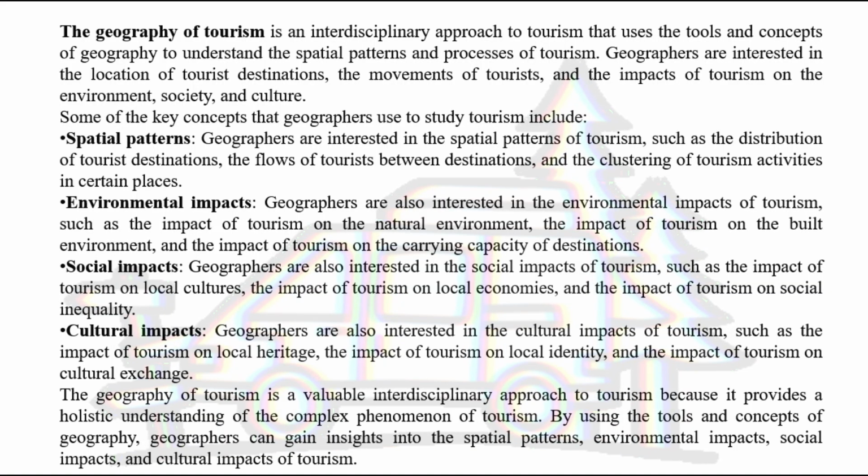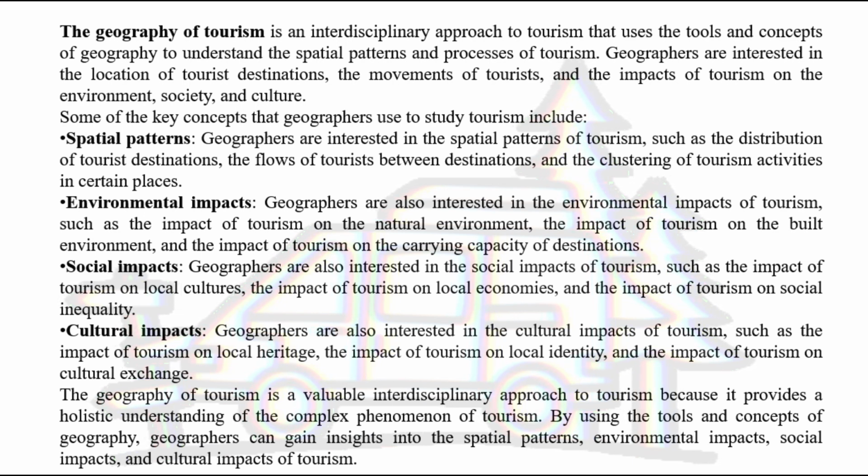The geography of tourism is an interdisciplinary approach to tourism that uses the tools and concepts of geography to understand the spatial patterns and processes of tourism. Geographers are interested in the location of tourist destinations, the movements of tourists, and the impacts of tourism on the environment, society, and culture. Some of the key concepts that geographers use to study tourism include spatial patterns.